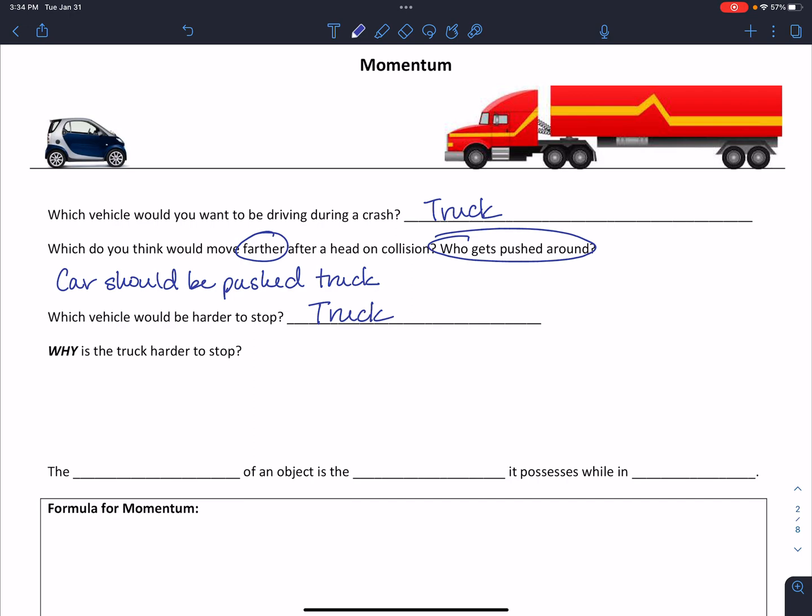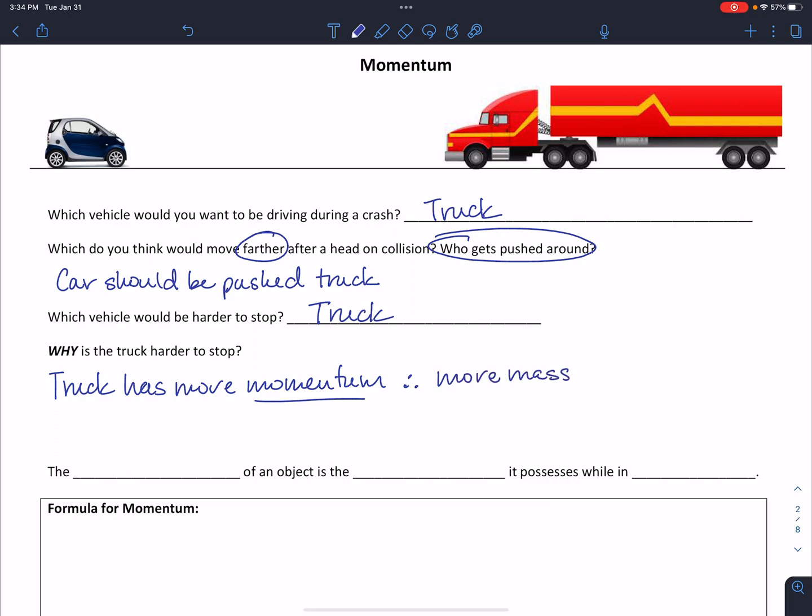And in class, what a lot of students said is the truck has more momentum. And that's a great word. More momentum. All right. I also had several students say the truck also has more mass. All right, which is true. Both of those are great ways to think about this particular example. All right. Momentum, though, is a good term for what we're going to be looking at when we talk about collisions.